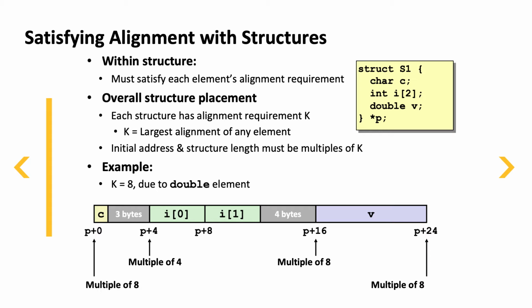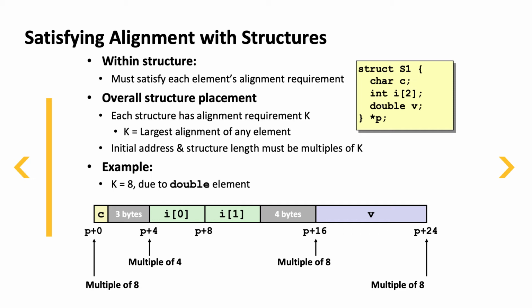So for our example here, the largest thing we have there is that double. That double is an 8-byte thing. So our structure has to start at a multiple of 8. Our first address, where that char actually is in this example, has got to be a multiple of 8. That can be 0, 8, 16, 24, but it can't be 12. It can't be 22. It's got to be a multiple of 8.